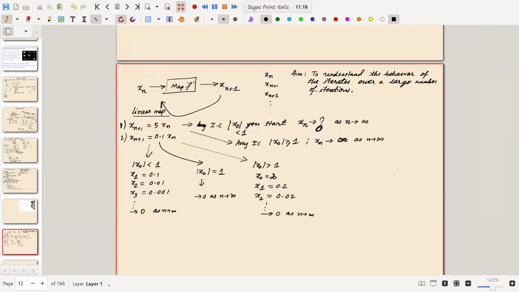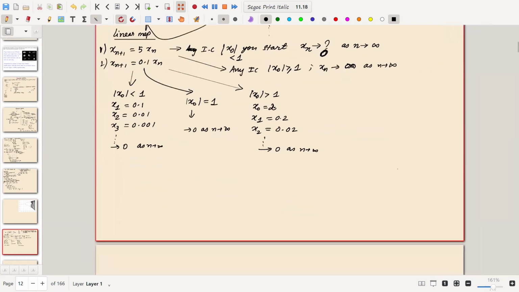Now, some of the scientists thought, why do we need to consider linear maps? We can consider non-linear maps also. Yes, definitely you can do that. So you can consider maps like xn plus 1 is equal to 5xn square, and still study the dynamics. Maybe I will leave this as your homework, try it: what happens if you do xn plus 1 is 5xn square, and then 0.1xn square?